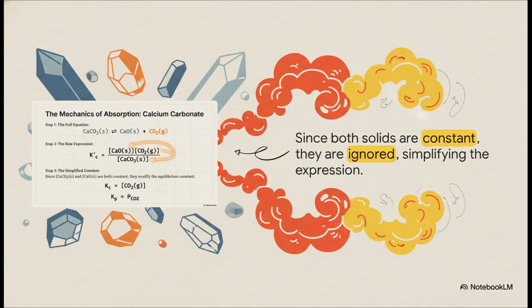Okay, let's put this rule to the test with a real example. We've got solid calcium carbonate breaking down into solid calcium oxide and carbon dioxide gas. Now normally, the expression would have all three chemicals in it. But we apply our golden rule, we ignore the solid calcium carbonate, and we ignore the solid calcium oxide. So, what's left? The equilibrium constant, K, is simply the concentration of the CO2 gas. That's it. All that other stuff just vanishes from the equation.